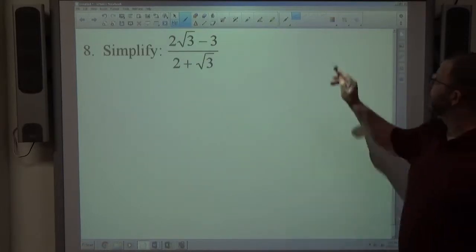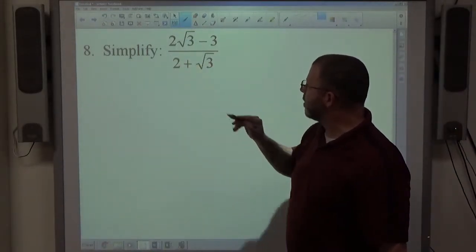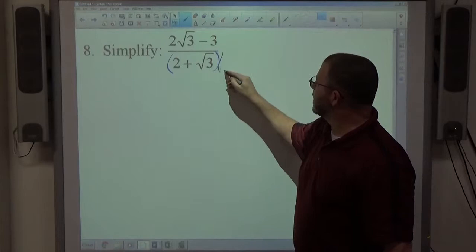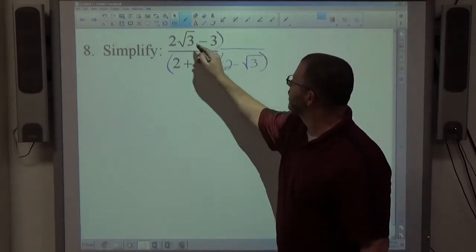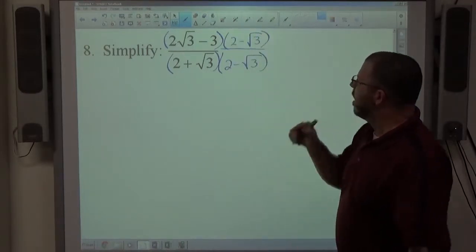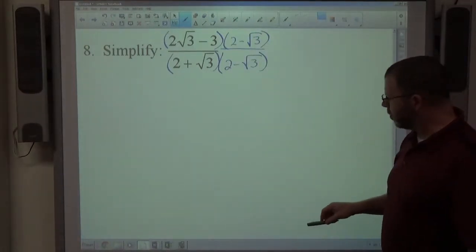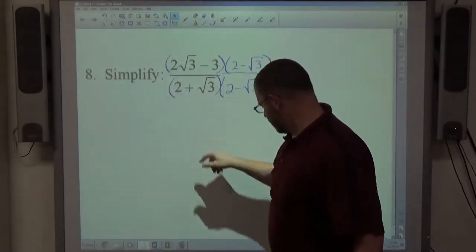Number 8, we have a binomial radical denominator. We're supposed to simplify. The square root of the denominator is the problem. Multiplication by its conjugate, 2 minus the square root of 3, is going to fix it. The top times the same thing. The top I have to use FOIL to multiply it out. Just bring that down a smidge.